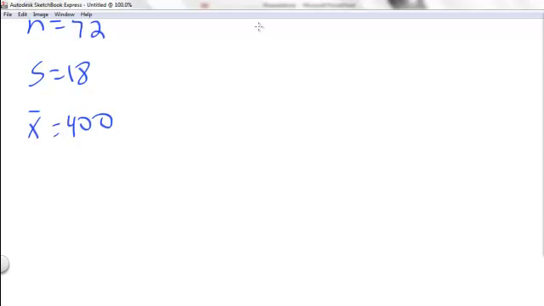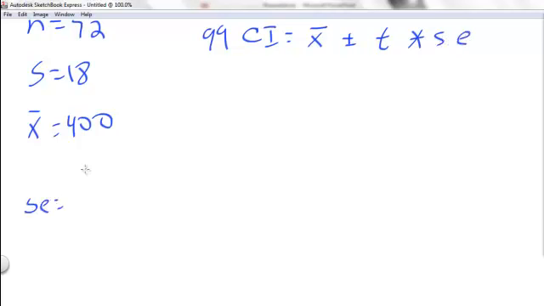All right. What do we know about confidence intervals? This is a 99% confidence interval. It's going to be x bar plus or minus our margin of error, which is going to be the t statistic times the standard error. Oh, we need the standard error. So we go over here and we write standard error. With a continuous variable like this, it is s over the square root of n, which is going to be 18 over the square root of 72, which then is 2.12. Okay, so we're going to use that up here.